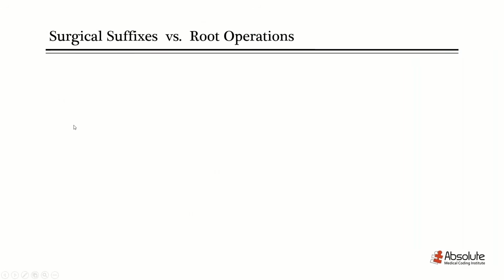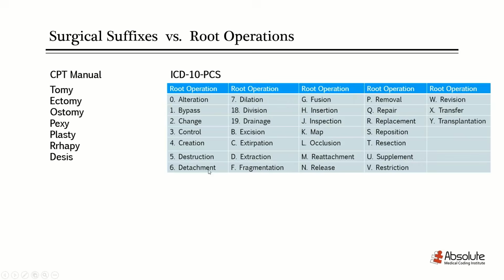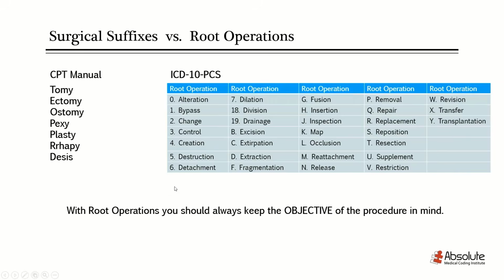So just as a reminder, when we coded CPT, we coded for those surgical suffixes. When we code PCS, we're coding for the root operations. Remember CPT, we coded for the otomy, ectomy, ostomy, opexy, plasty, raphy, endesis. And in PCS, this is the nature of the game. And just so you remember, when coding root operations, you should always keep the objective of the procedure in mind. What is the objective? What is that doctor's intended goal? What is the doctor trying to do?